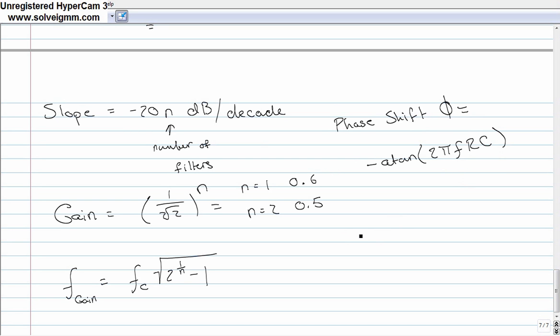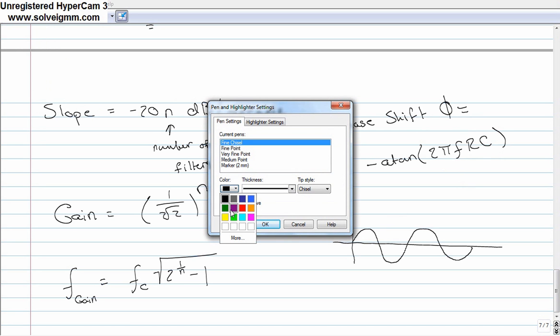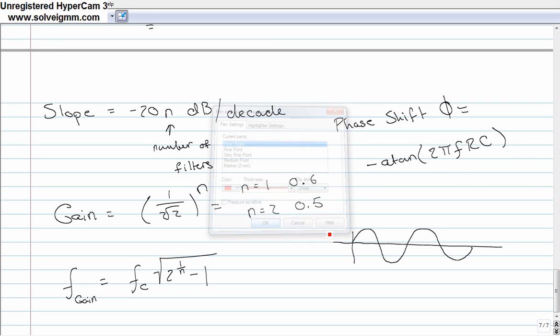Now, phase shift looks something like this. If I were to draw a line, so here is your input wave, phase shift does something like this. If I can choose a different color. There we go. Phase shift does something like this.